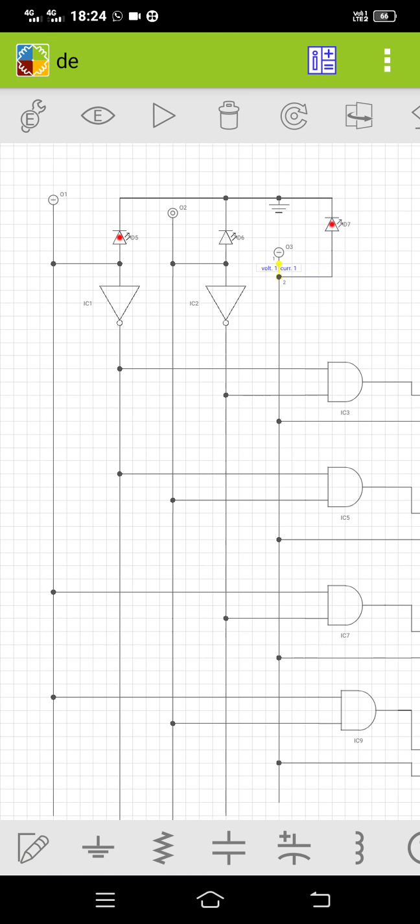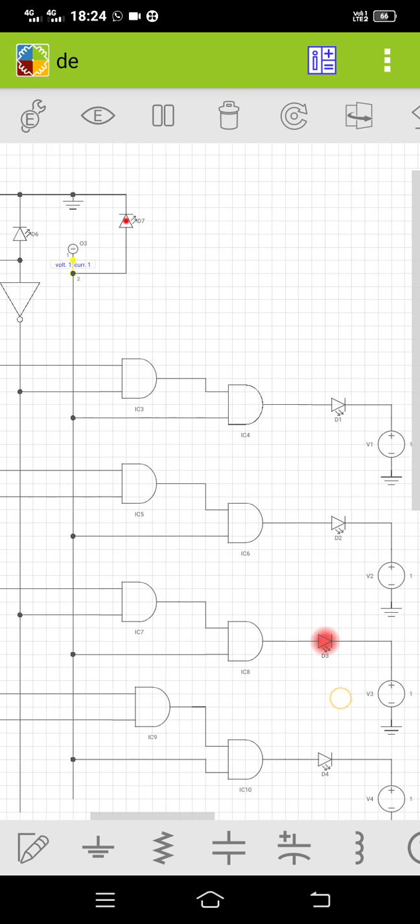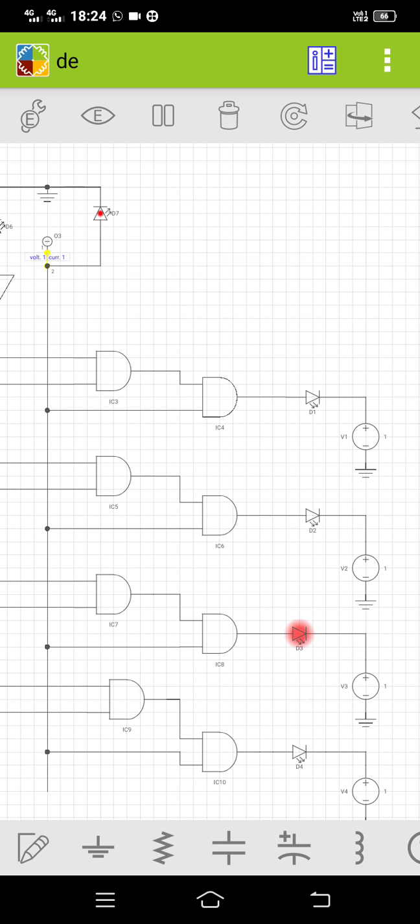In the sixth case, the first select line and the input should be kept at 1 and the second select line should be at 0. For this, in the output, the third output, that is D2, should glow. Rest of the others should not glow. Let us check it. Here I kept the first select line and the input as 1. Now let us run the program. For this, the third output is glowing. Yes, it's verified.